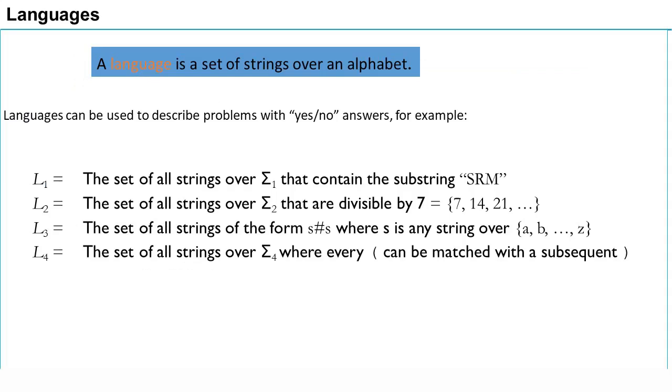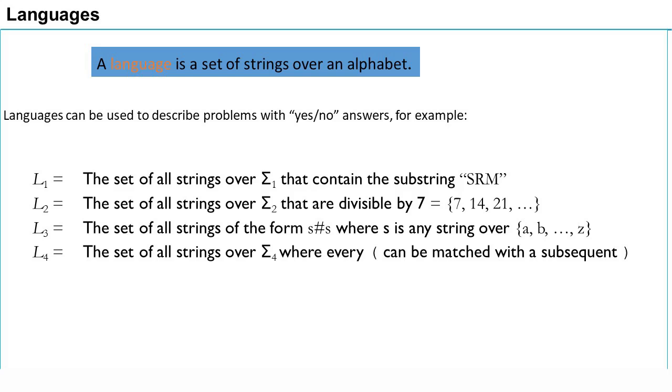Now language. What is a language? A language is a set of strings over an alphabet. So a language is made on an alphabet. It is a set of strings that you get from an alphabet. Languages can be used to define problems with yes or no answers.